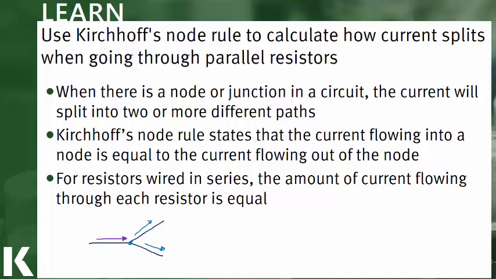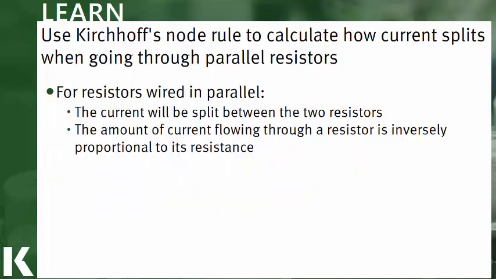Now, if we have resistors wired in series, the amount of current flowing through each of those resistors is equal for that same reason. We can't lose any current in our circuit. However, if we have resistors wired in parallel, the current's going to be split between those two resistors. And the amount of current flowing through a resistor is inversely proportional to its resistance.